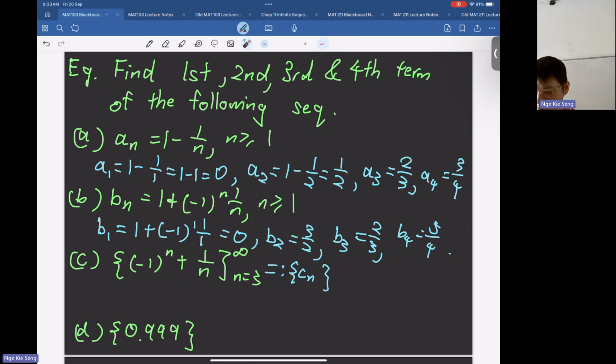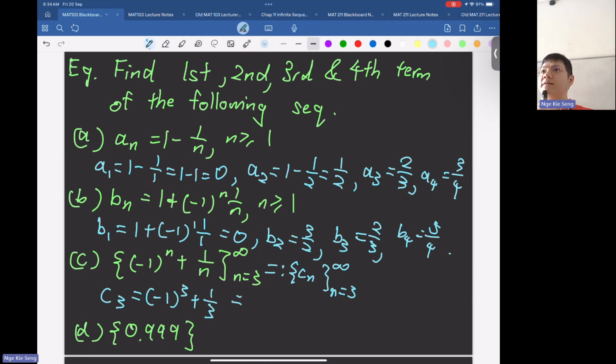Okay, good. So what is C1 here? Oh, not C1. Where do I start from? Anyone compute C1? Where do I start this sequence here? N equals to 3. Okay, so actually the first term here is C3. So what is C3 here? Minus 1 to the 3 plus 1 over 3. So what is it? It is 2 over 3.